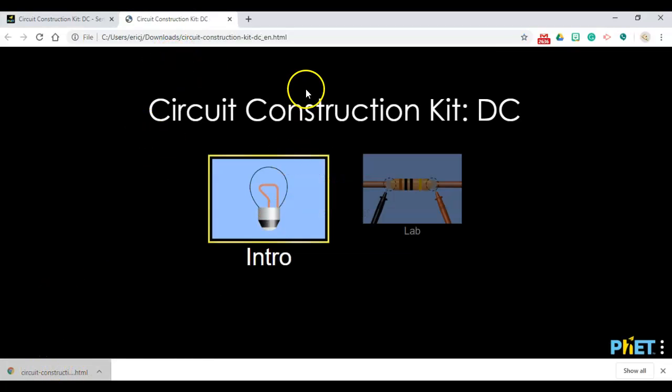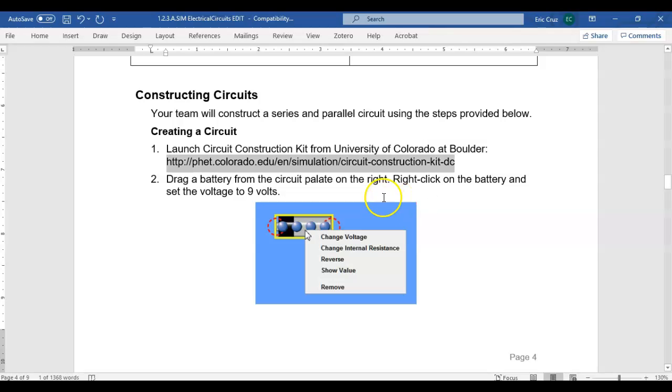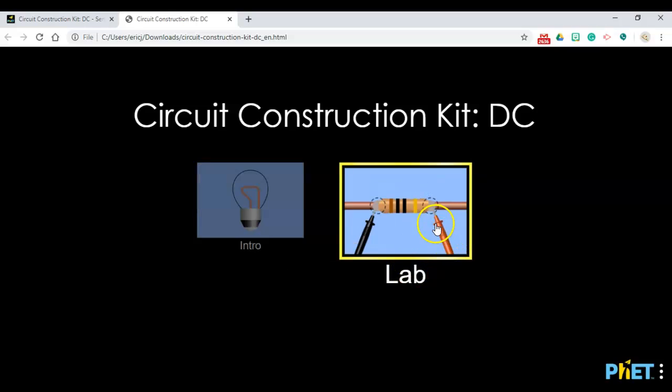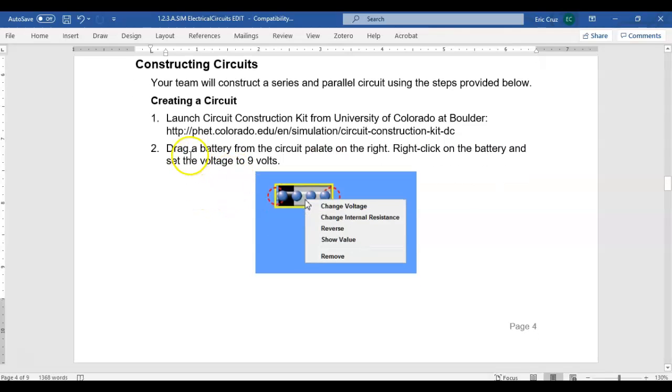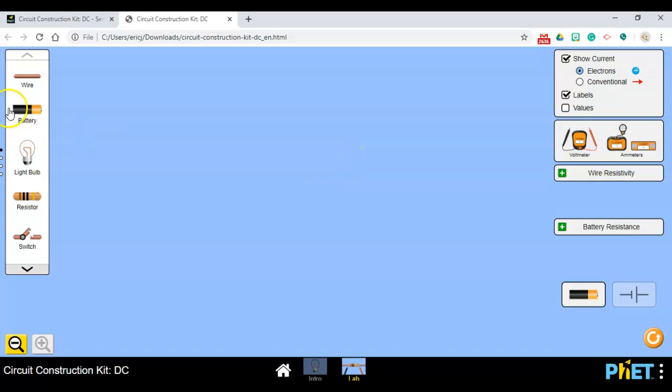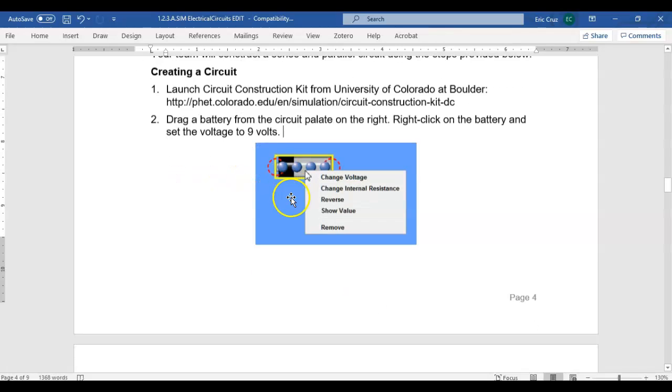open that HTML file. It's going to ask you for a lab or intro. I believe we're going to click on the lab part. Click on lab. Launch the lab. So here's the lab. For number 2, it says drag a battery from the circuit plate on the right, right click on the battery and set the voltage to 9 volts. So here's the battery. Let's drag that over. I'm going to click on it, and a menu pops up here. It says 9 volts. That's what we want.